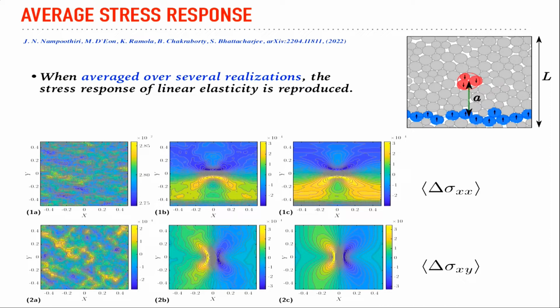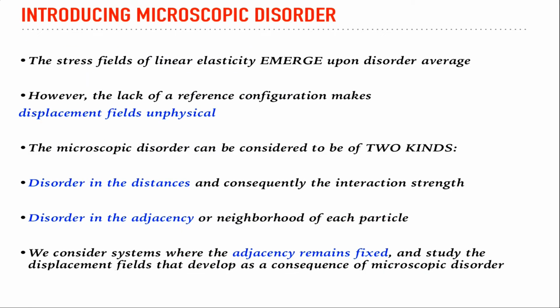So, any other question? Okay. So how do you introduce microscopic disorder into models where you can then do some sort of exact calculations in order to try to understand some of these features?